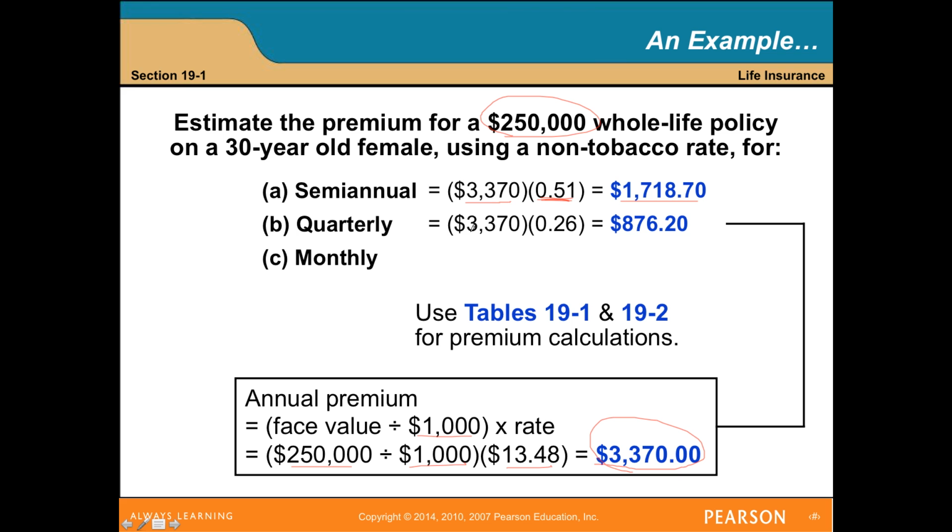Again, we have 3,370 provided by the solution that we figured out down here, times 0.26 for 26% equals $876.20. For the monthly rate, you have 3,370 times 0.0875 for 8.75%, and we get $294.88.